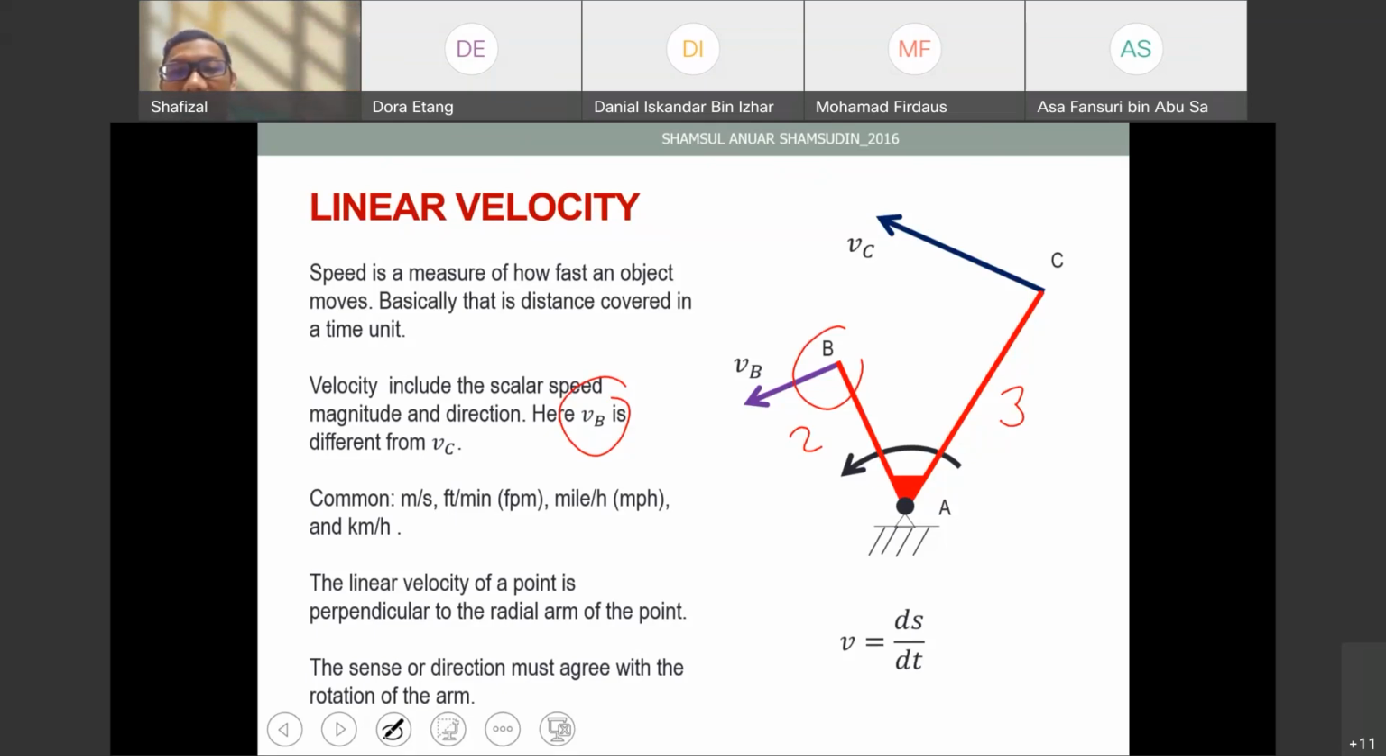Let's say the input link rotates in the counterclockwise direction. Then we have to find the velocity of point B, or we can find the velocity of link number 2, which is the same as point B. These links are connected to each other, link 2 and link 3 connected. When the input link rotates or moves counterclockwise, link number 3 will also move counterclockwise following the input link. And then we can find the velocity of point C as well.